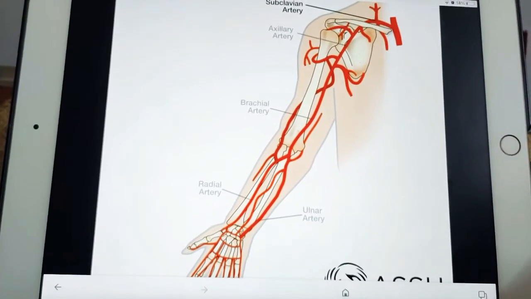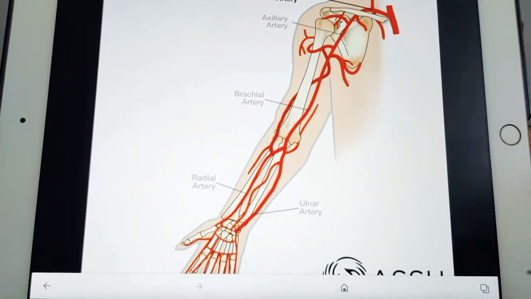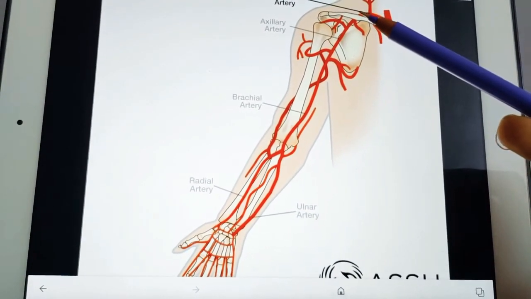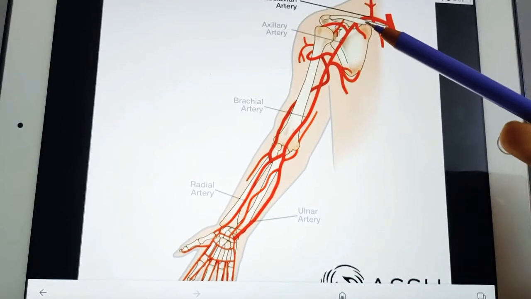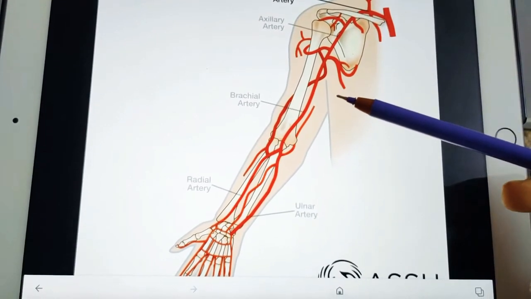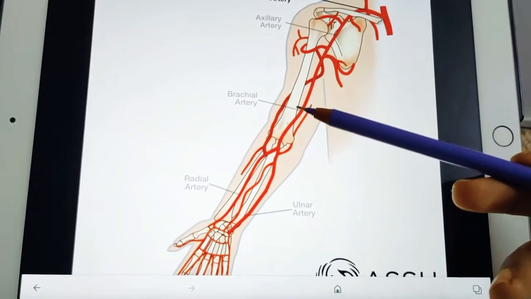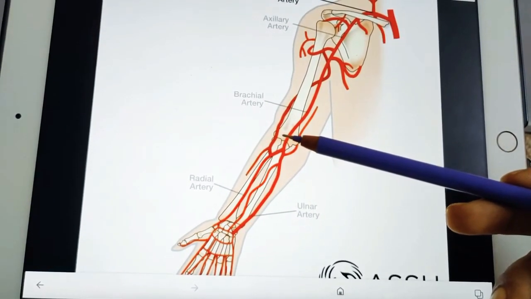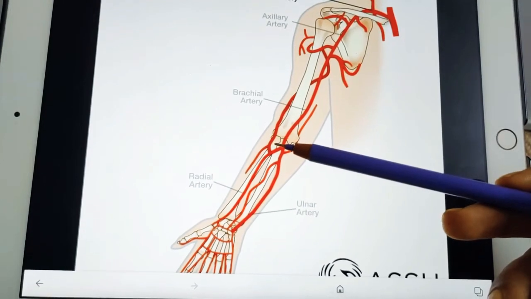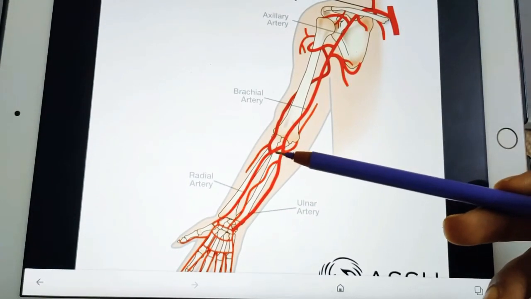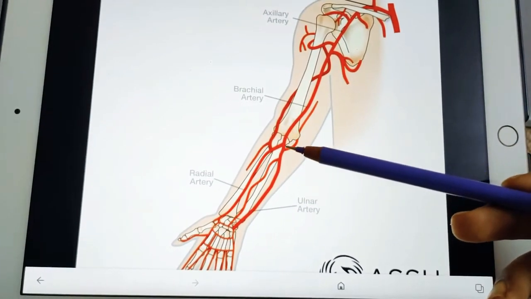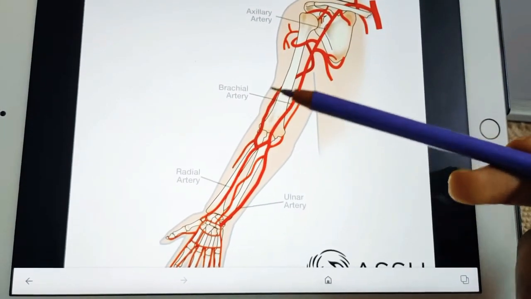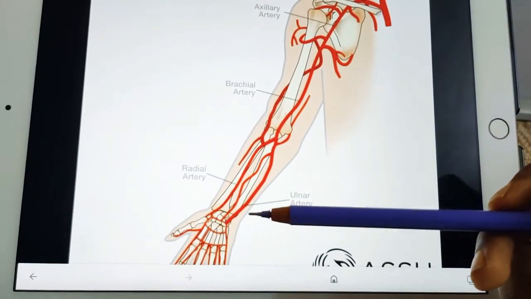Now let us understand its course and termination. The brachial artery begins at the lower border of the teres major muscle as a continuation of the axillary artery. Next, it runs downwards and laterally in front of the arm and crosses the elbow joint. It ends at the level of the neck of the radius in the cubital fossa, by dividing into two terminal branches. So what are the terminal branches of the brachial artery? Nothing but the radial artery and the ulnar artery.